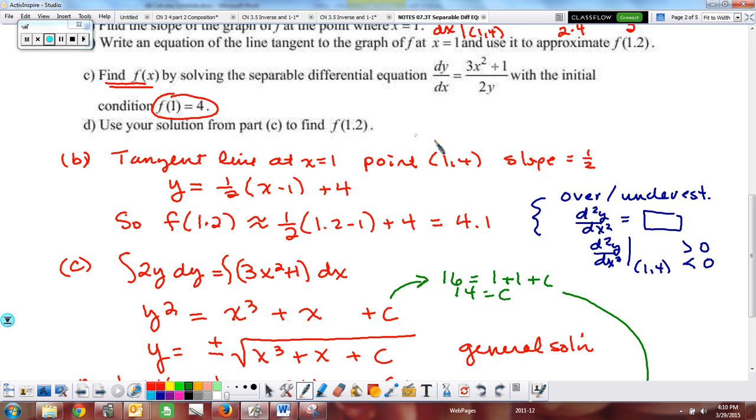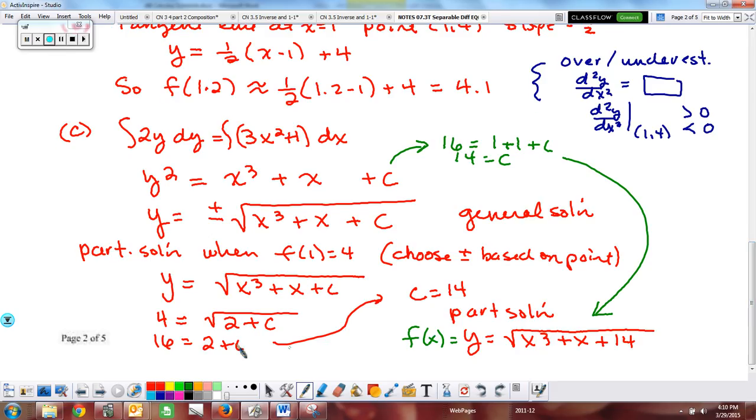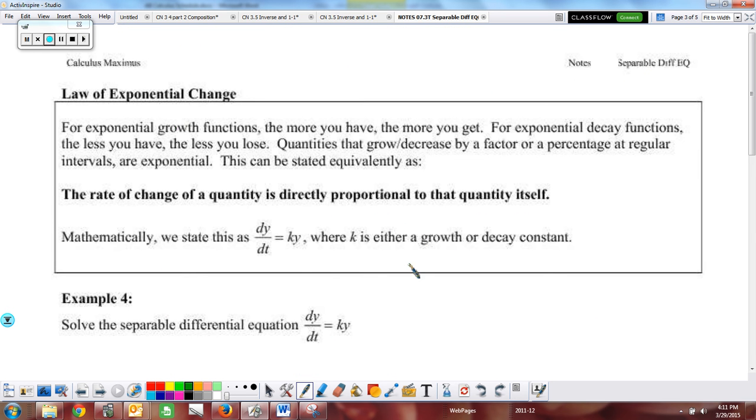Use our solution to find an actual value for f of 1.2. And so on this, all we're going to do is take our f of x and do f of 1.2 and plug it in. Square root 1.2 squared plus 1.2 plus 14. And if you have a calculator, go ahead and take it to your 3 decimals. If you don't have a calculator on the free response, just leave it there and they're fine with it. All right? Now, that was pretty much section 6.3.